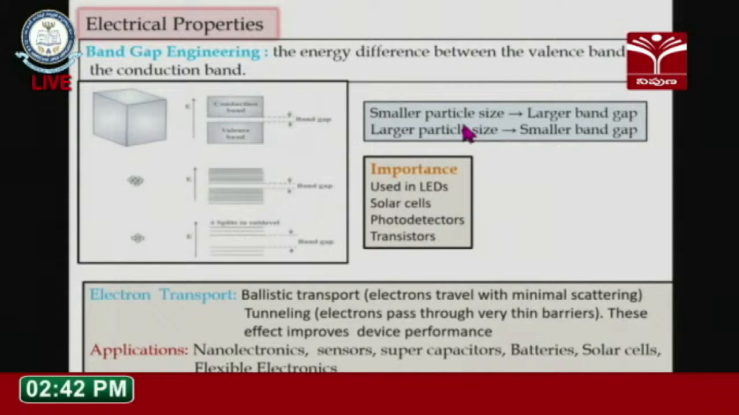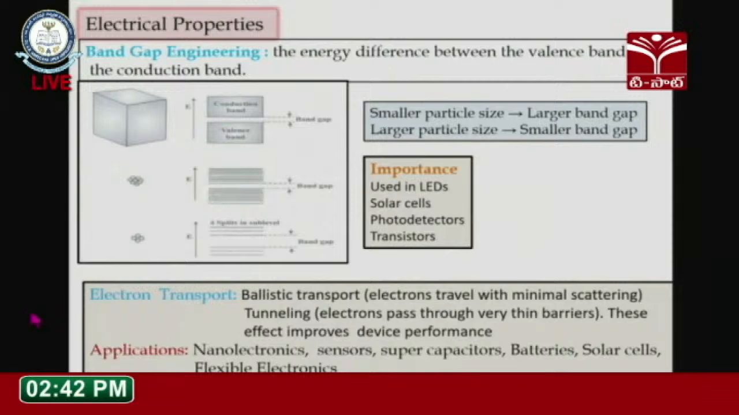So here I can say smaller particle, large band gap. If it is a larger particle size, smaller band gap. So I can vary the band gap between the valence band and conduction band by confining the number of electrons. This is also an important point. By confining the electrons to a certain portion, I can have well-defined energy levels over there. So where is it helpful? That is used in LEDs, solar cells, photodetectors, and all these, even transistors, micro transistors.